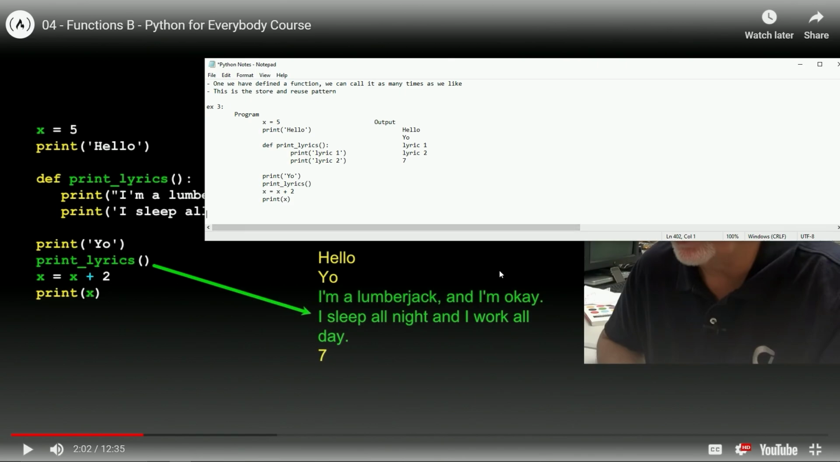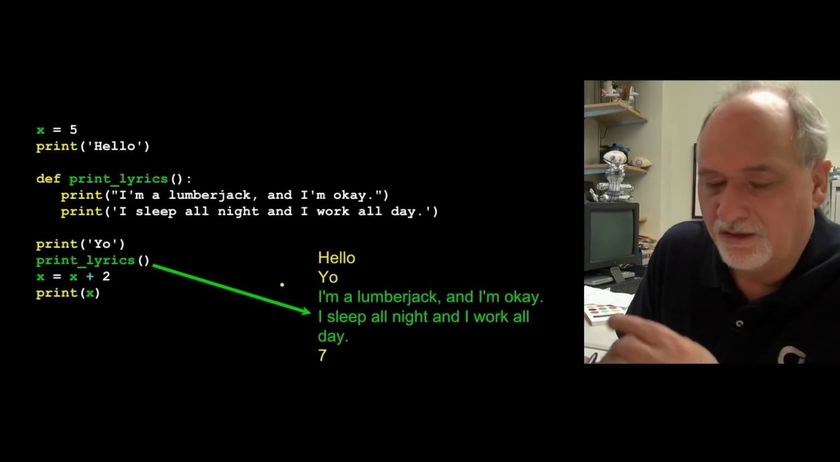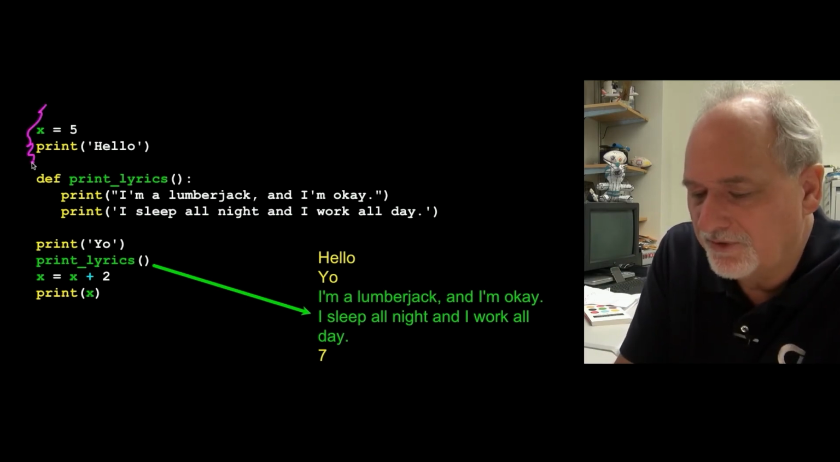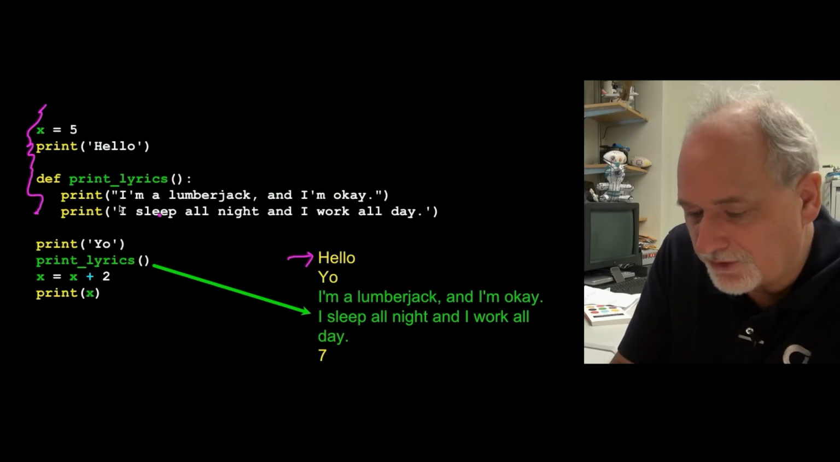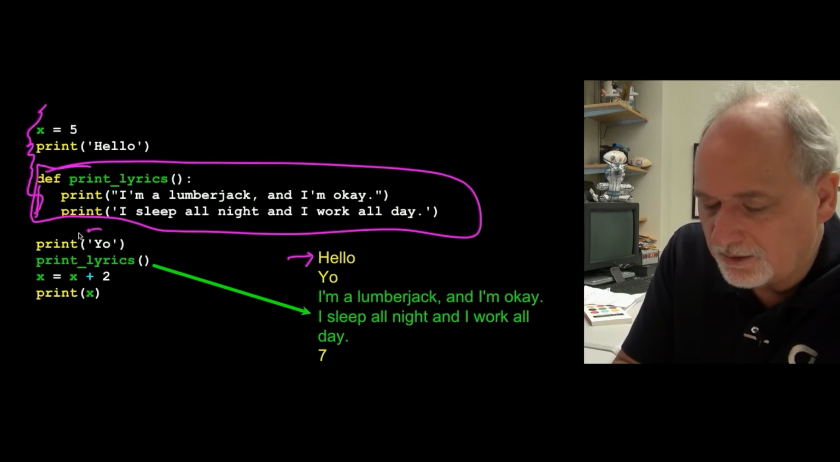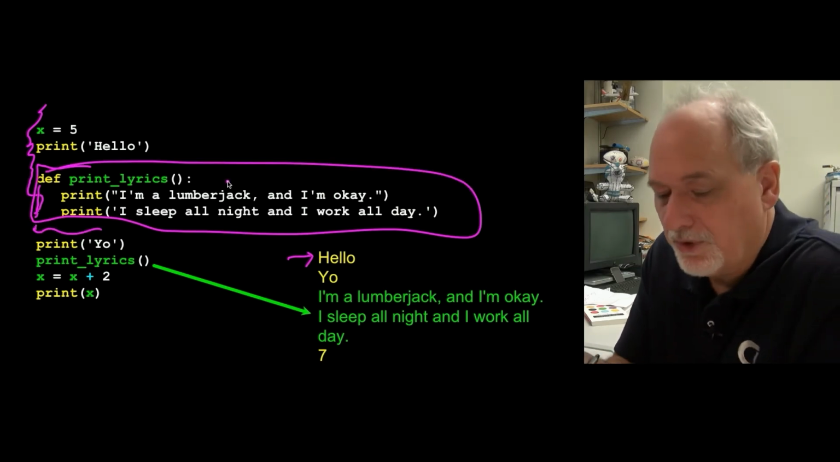Let's listen to Dr. C talk about it. Program, and so now it's going to actually invoke it. Call it. So x equals 5, print hello, def, so out comes hello. The def produces no output, right? But because there's a dedent here, that is the entire blob of the code that is part of print lyrics.